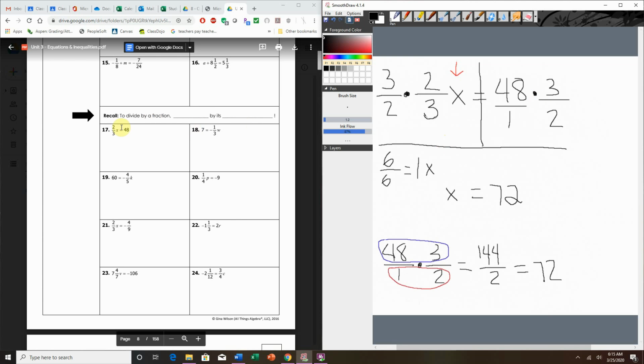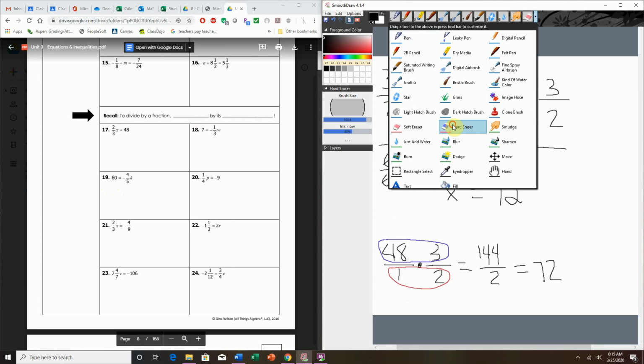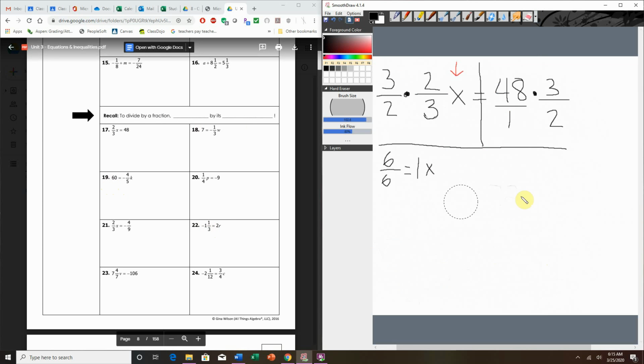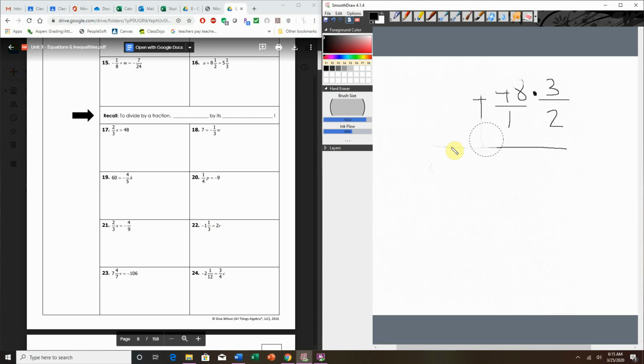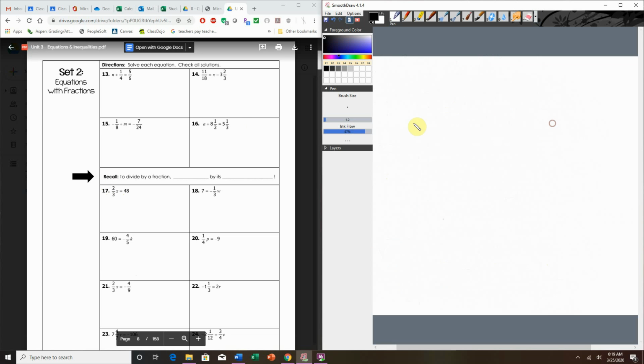So I'm going to jump from 17. I'm not going to go to 19. I'm going to go to 22. All right, so get this all out the way. So looking at 22, we're going to have -1 and 1/3 equals 2r, excuse me.